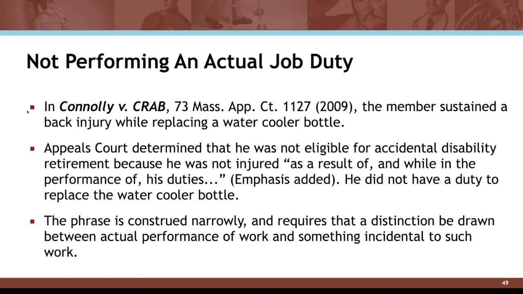The Connolly case involved a situation where Mr. Connolly injured his back while he was lifting and changing the 5-gallon Poland Spring water bottle at work. The court found that changing that water bottle was not one of his job duties, and he did not have a duty to replace the water bottle in the cooler. And so they denied accidental disability to him.